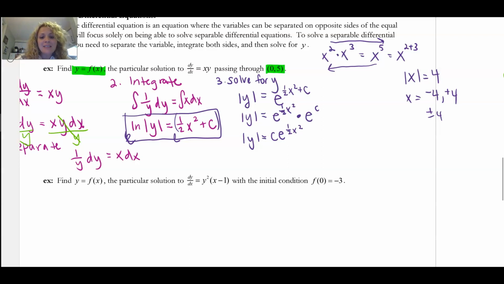Again, we've got to keep in mind that c is just some number we don't know. So if we remove the absolute value bars, we could write this as plus or minus c times e to the 1/2 x squared. But again, it doesn't matter if c is positive or negative because we don't know what c is. So in this case, the way this one works out is we can actually ditch the plus or minus and just say that y equals c times e to the 1/2 x squared. Because when we solve for c, that's when we will discover whether c is positive or negative. So I don't really need to consider both equations.